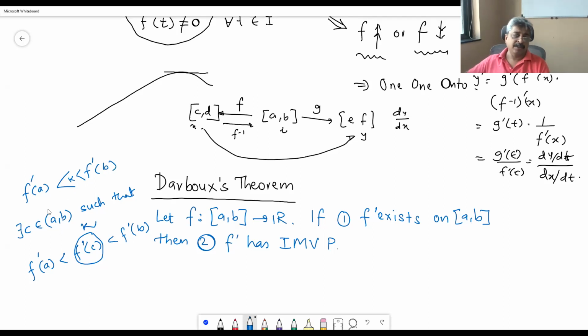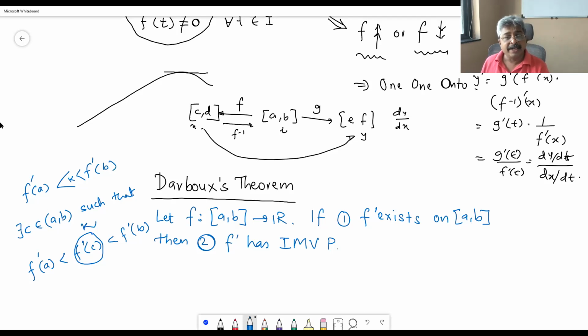There exists some C which will, and every time it will happen. For all the values between A and B, there will exist C which will give you the required value k which lies between f dash of A and f dash of B. That is the meaning of Darboux's theorem. It has the intermediate value property.